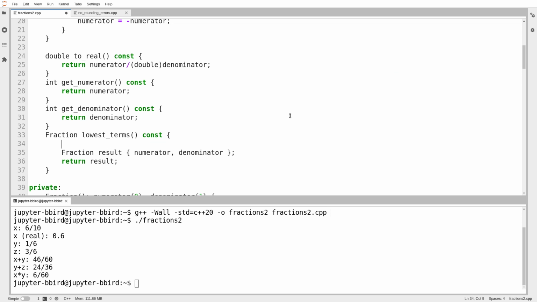So what I'll do then is I will compute the divisor, and I guess I'll write a function to help me with that. It'll compute the greatest common divisor of the numerator and denominator. Okay, and then I will just divide both of those to reduce the fraction. So I'll compute the divisor, divide the numerator by the divisor, divide the denominator by the divisor, and then return the resulting fraction. Okay, so now how do I compute the greatest common divisor?